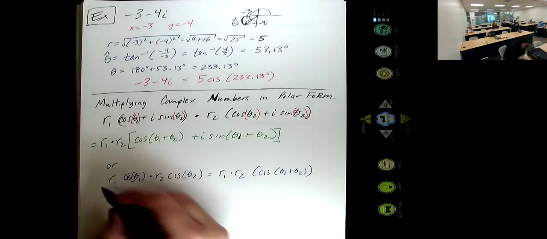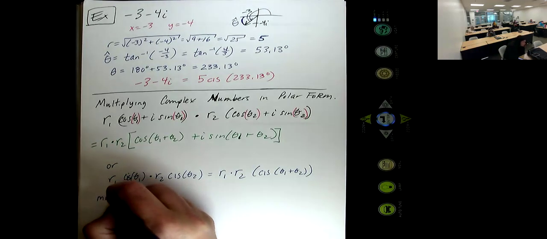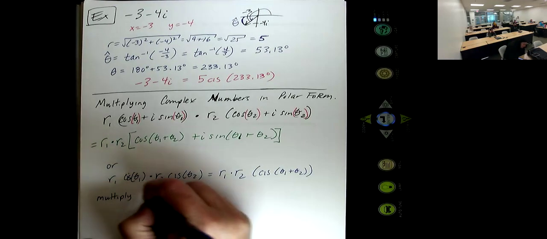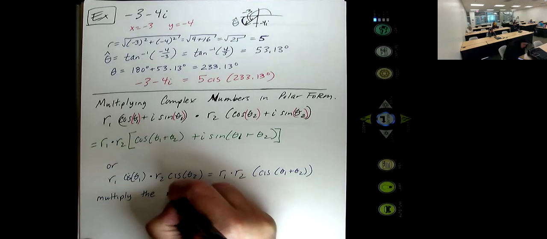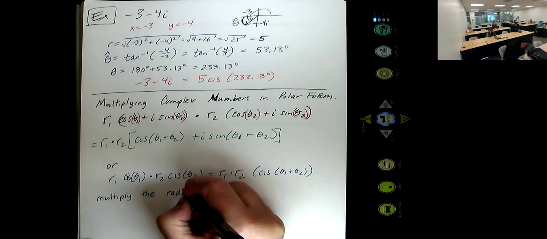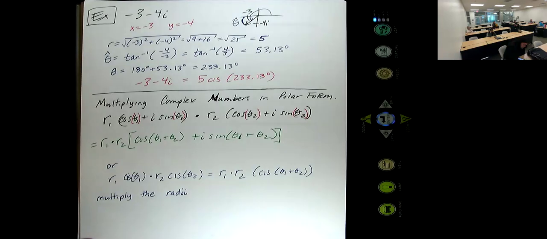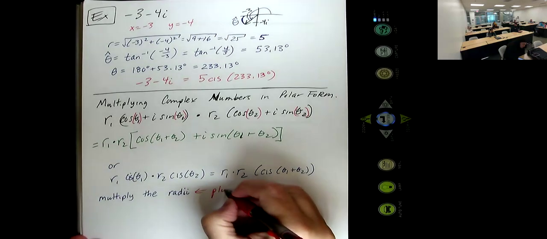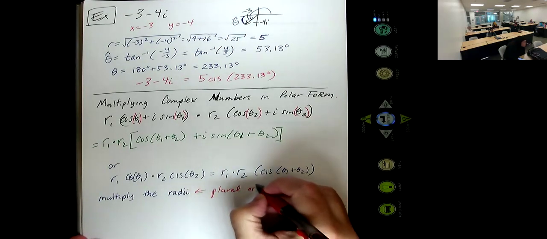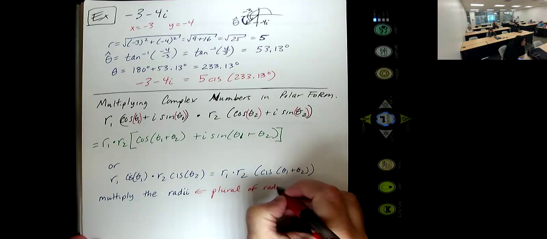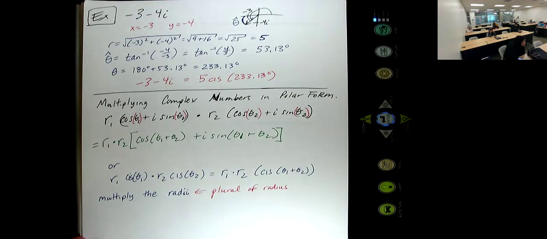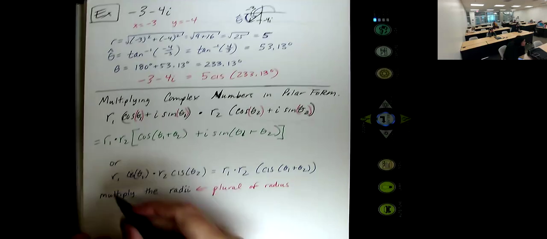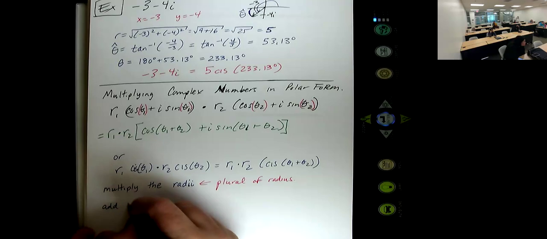So we multiply the coefficients, or multiply the radii, the plural of radius is radii, and add the angles.